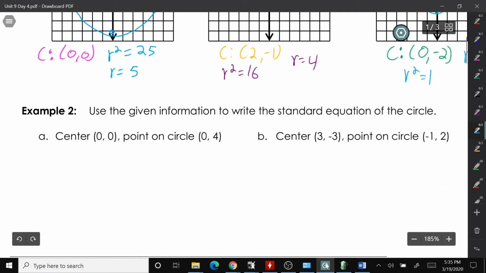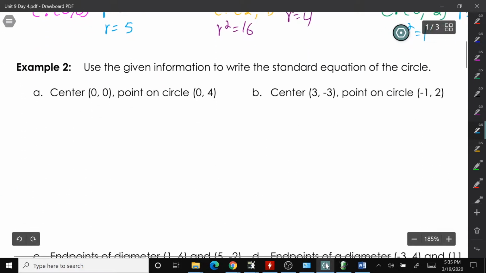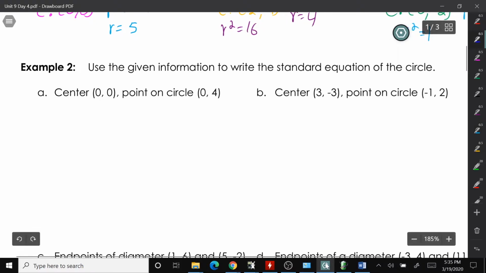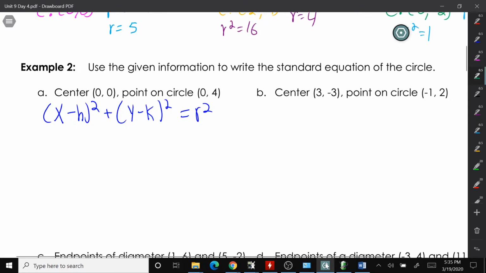Now here, we're going to use the given information to write the standard equation of the circle. Remember that the general form of an equation of a circle is (x minus h) squared plus (y minus k) squared equals r squared, where h and k are the center, and x and y are points on the graph, and r is your radius.